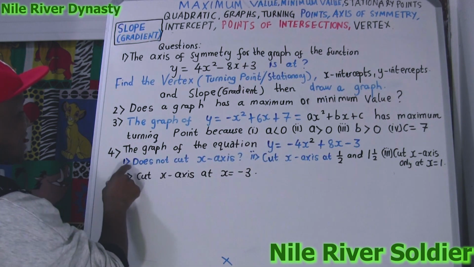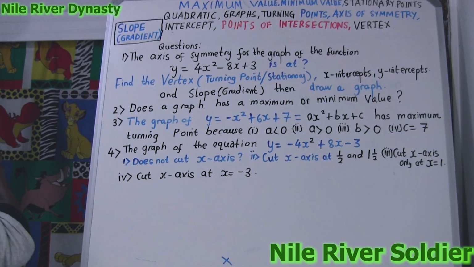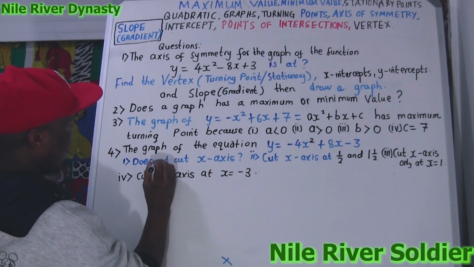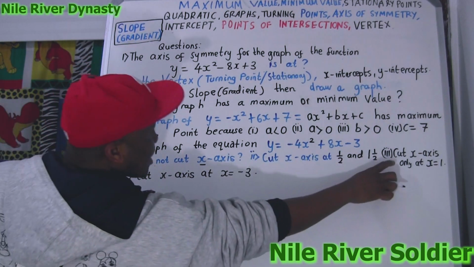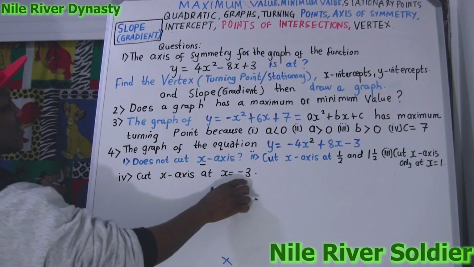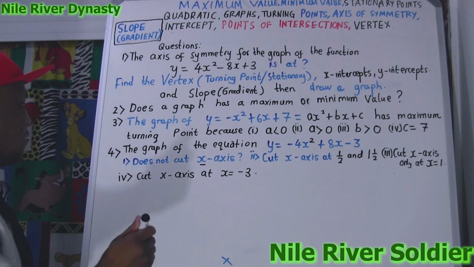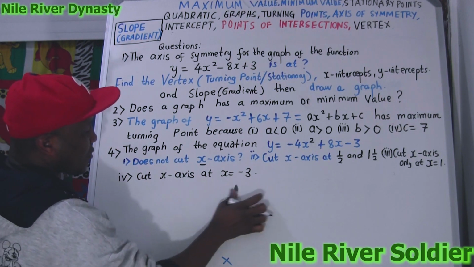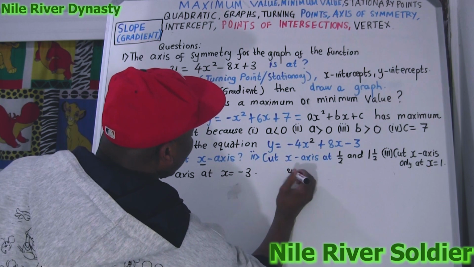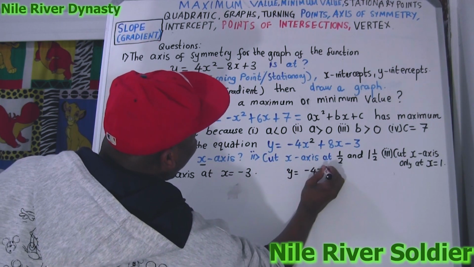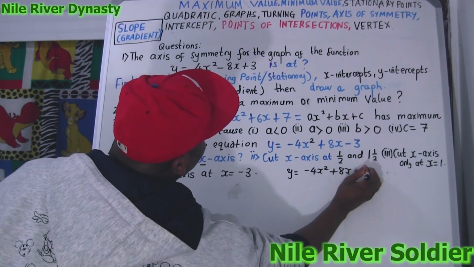They give us a quadratic and options 1, 2, 3, and 4. The options are about whether it does not cut the x-axis, or cuts the x-axis. So we want to see which is correct. It's like finding the x-intercept. I have to take this graph here: y equals negative 4x squared plus 8x minus 3.